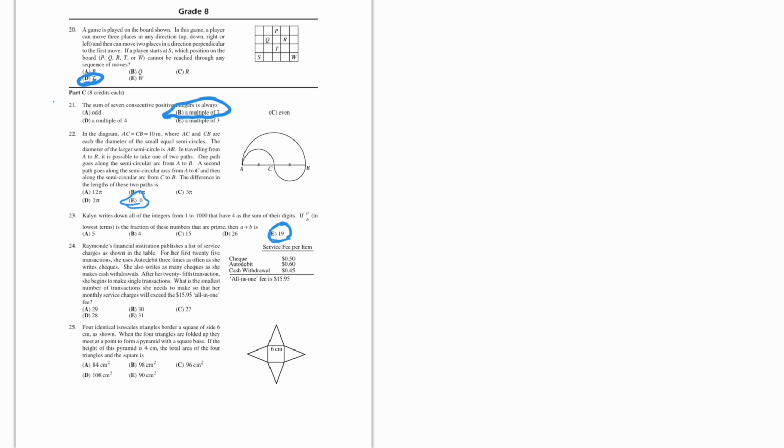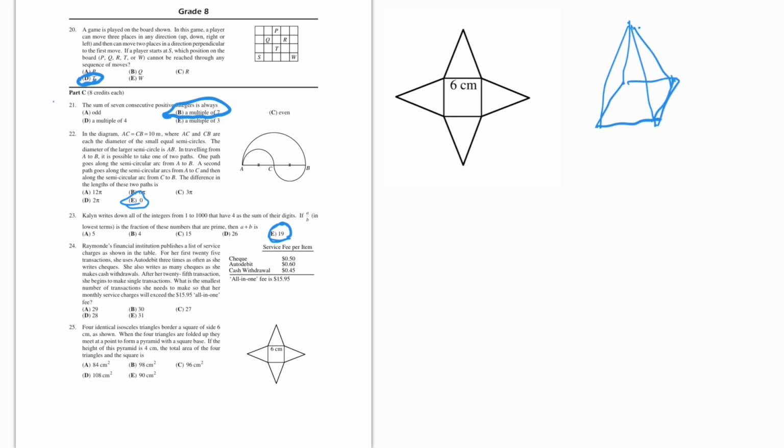Number 25. Four identical isosceles triangles border a square of side 6 cm as shown. When the four triangles are folded up, they meet at a point to form a pyramid with the square base. If the height of the pyramid is 4 centimeters, the total area of the four triangles and the square is. Let's draw the pyramid. The square side is 6 centimeters, and the height of the pyramid is from the vertex to the center of the square.